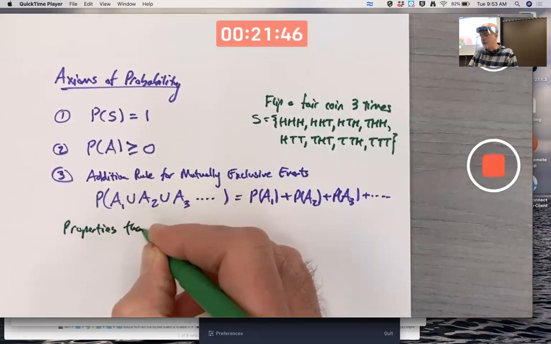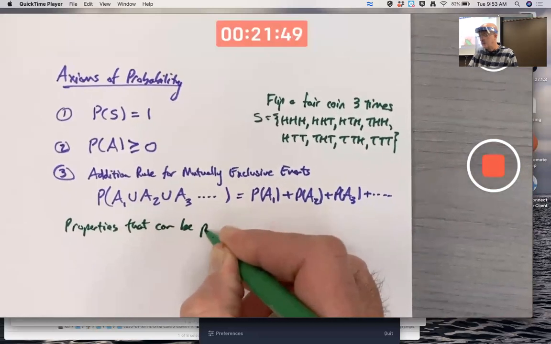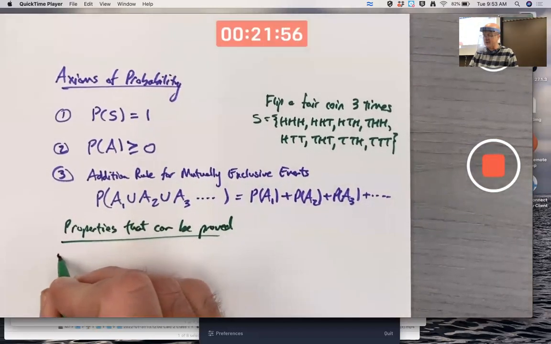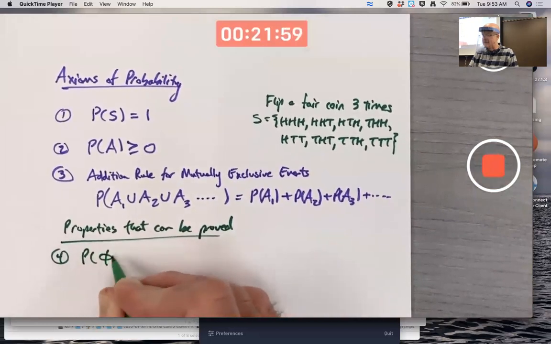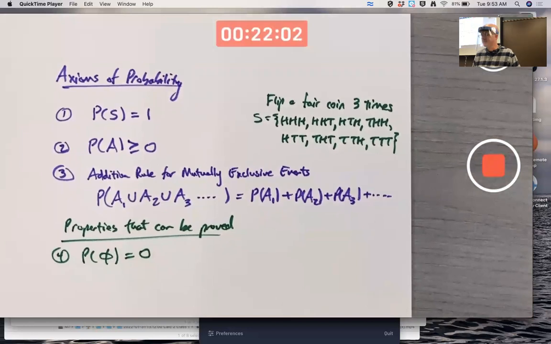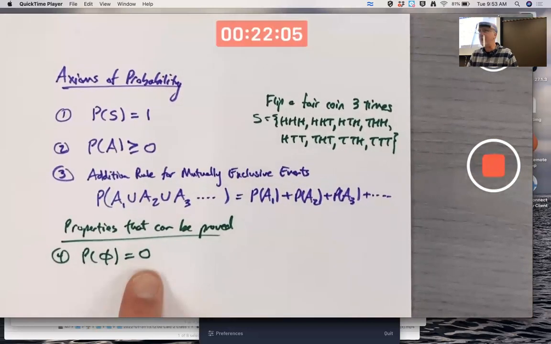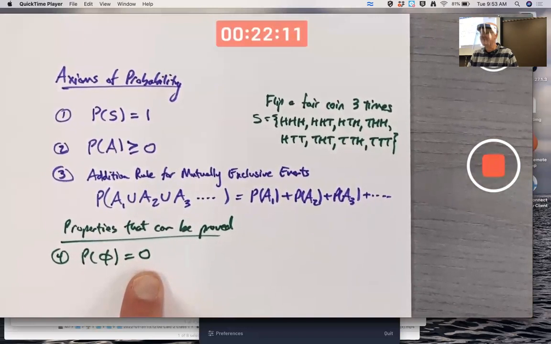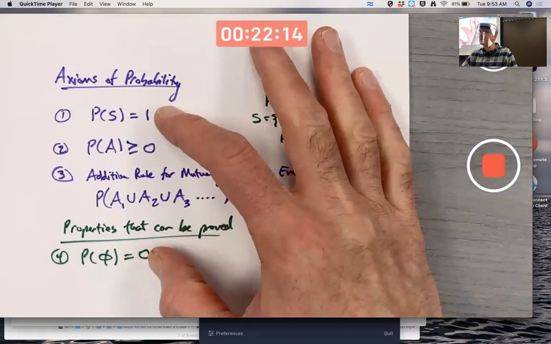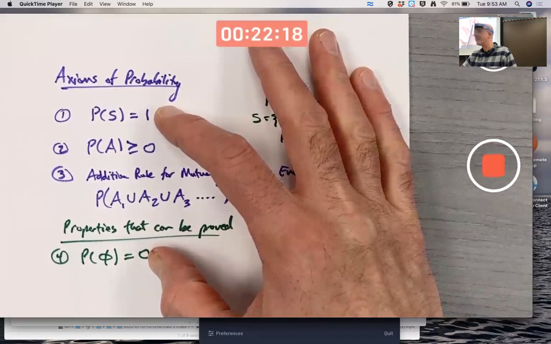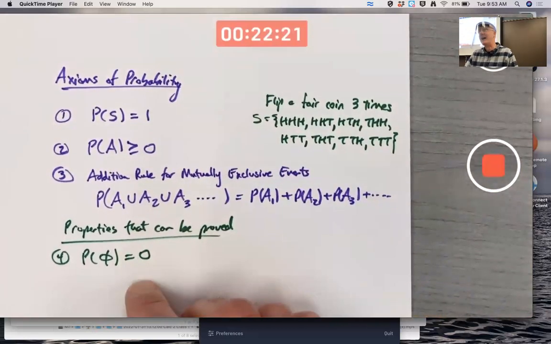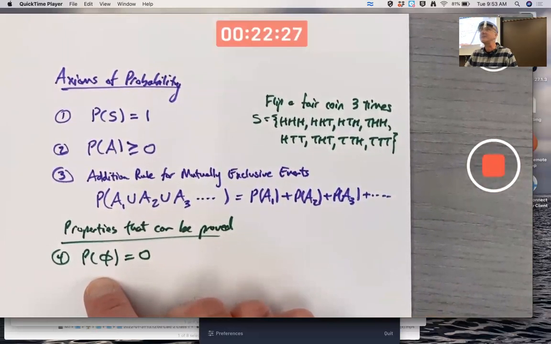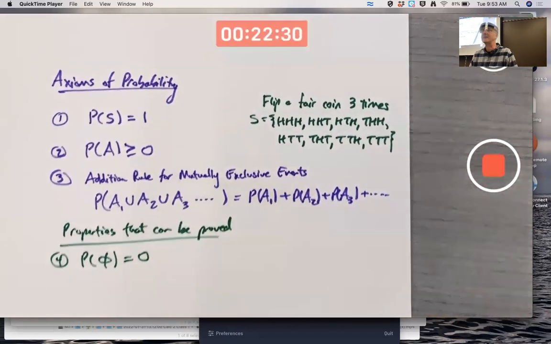Properties that can be proved from the axioms include, well, the probability of the empty set is 0. In other words, nothing is not going to happen. Something will happen. That's sort of the other side of the coin of axiom 1. Nothing is not going to happen. That's the empty set, the set with nothing in it. Something in the sample space has to happen. You can prove that based on these.